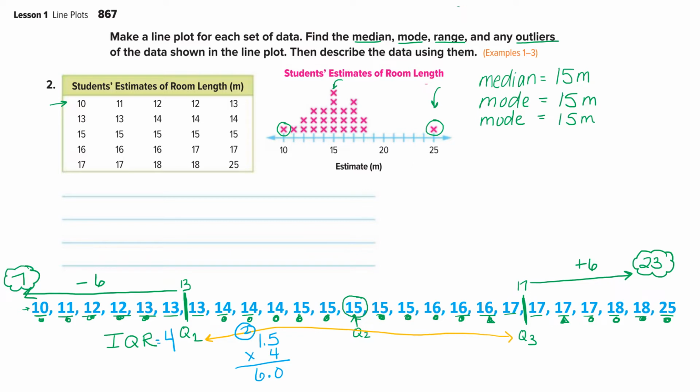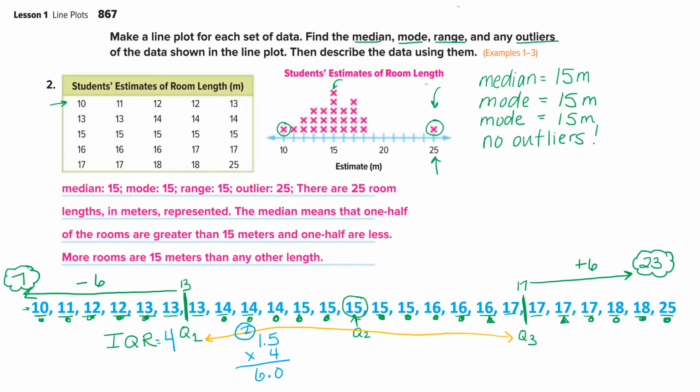So are there any outliers in our data? No outliers. Even though 25 looks like an outlier, it actually isn't an outlier. In summary, the median is 15, the mode is 15, the range is 15.